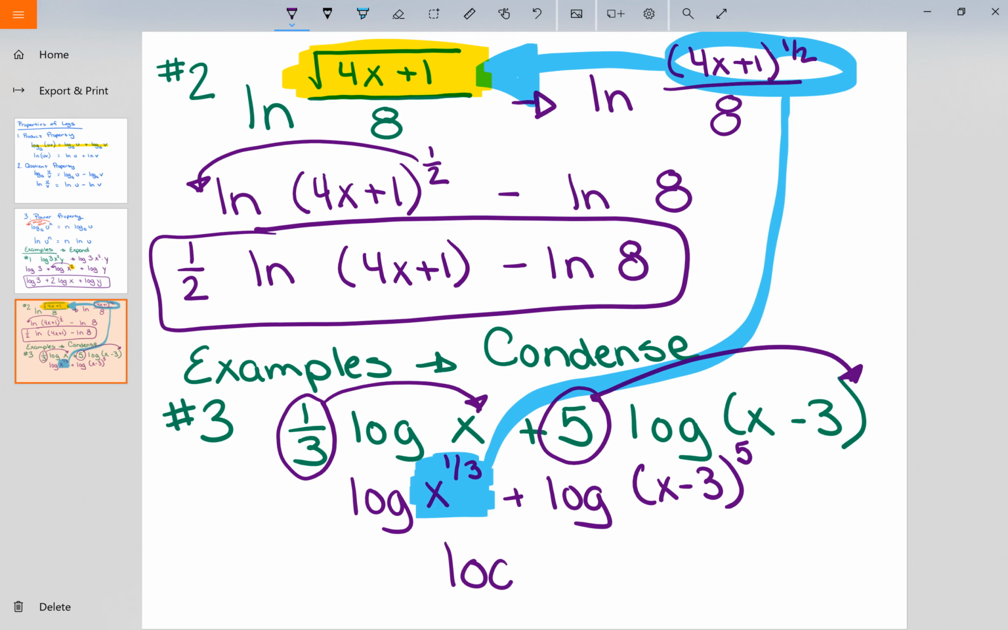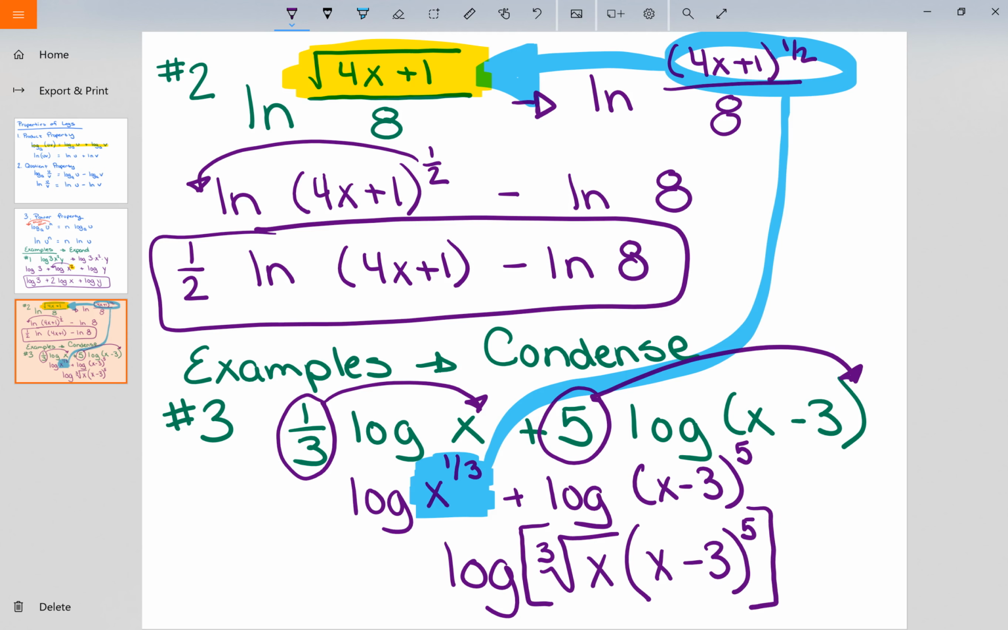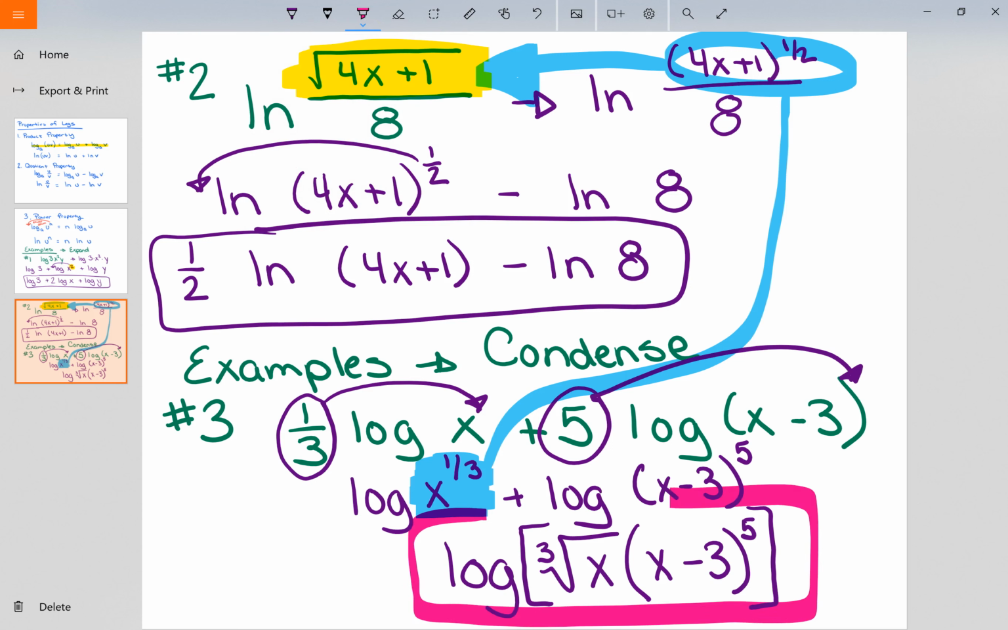So we're going to have log of the cubed root of x, and we are going to multiply that times our x minus 3 to the 5th power. And that would be our answer. Now, if that's a little confusing and complicated for you, like it's kind of run on, you could put brackets right here if you would like, so that you can see that it's log of all of that. So all of this together will be your answer. Okay, remember, condensing means we're bringing it down to 1 log.